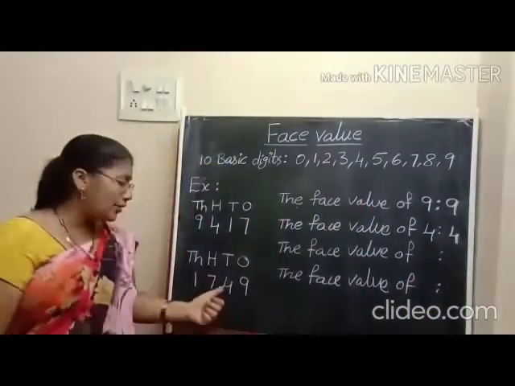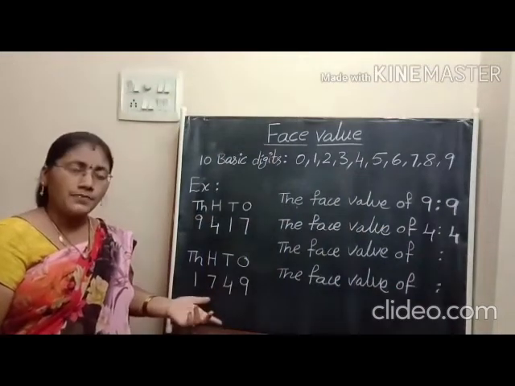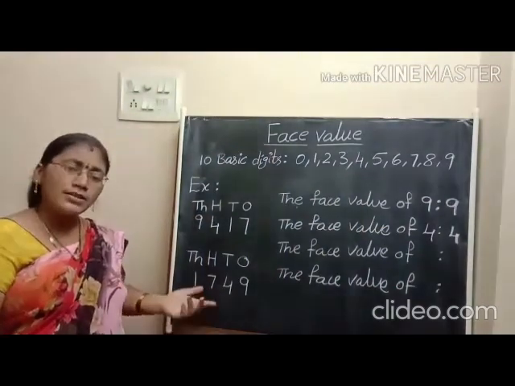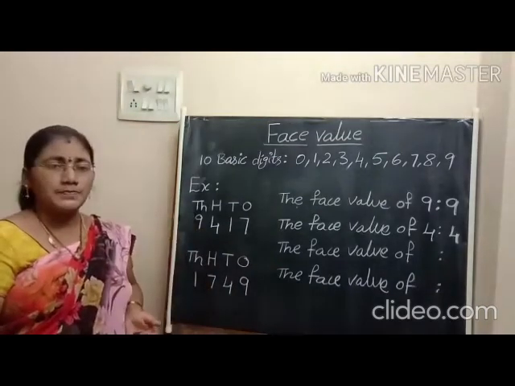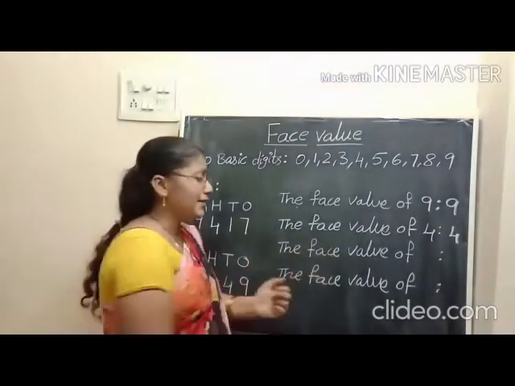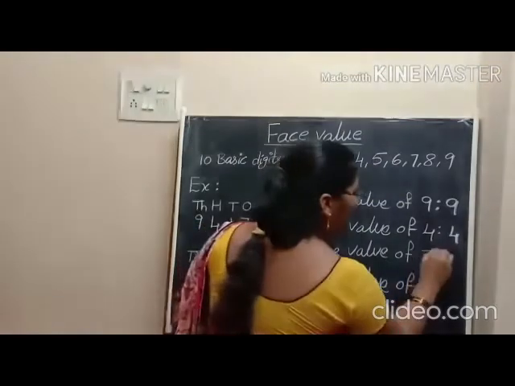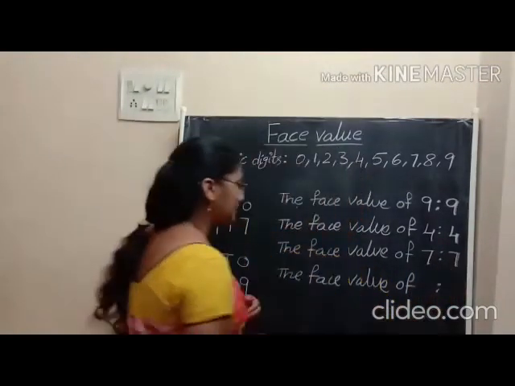Let us see the value of digit 7. The value of digit 7 is always 7. There is no change, even though it is in hundreds place. Okay? Write that. The face value of 7 is 7 only.